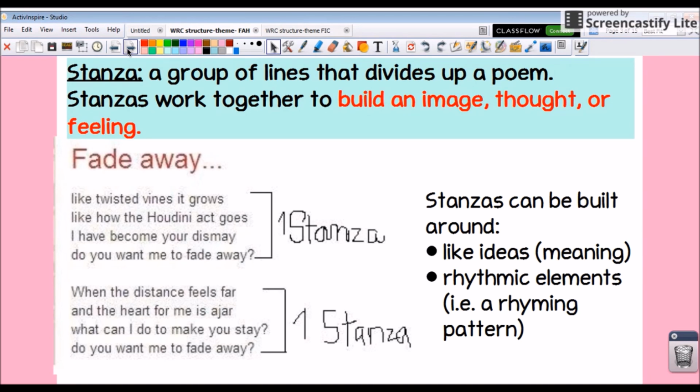So stanzas work together to build up either an image, a thought, or a feeling. So they can be built around similar ideas, a similar meaning. They can also, depending on the type of poem, be used to help create the rhythm of the poem.